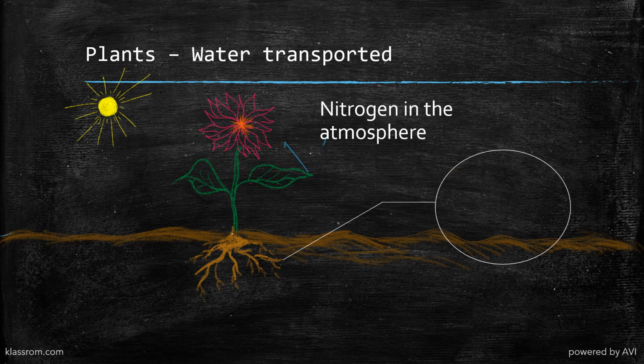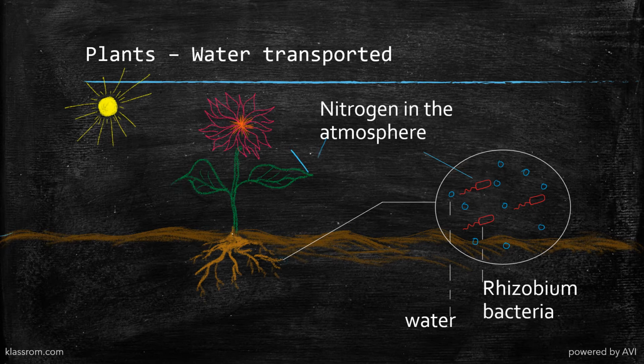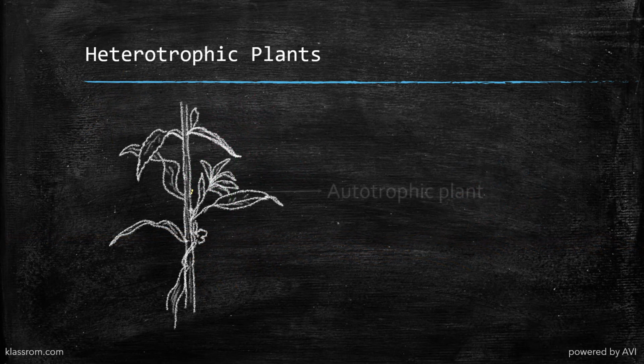The answer lies in the beauty of nature. The same soil where the plant grows also is the host for certain bacteria. They help convert atmospheric nitrogen into a suitable form that can be absorbed by the plants from the soil along with water. This way plants are able to synthesize all the nutrients required for their growth. This is an autotrophic plant.